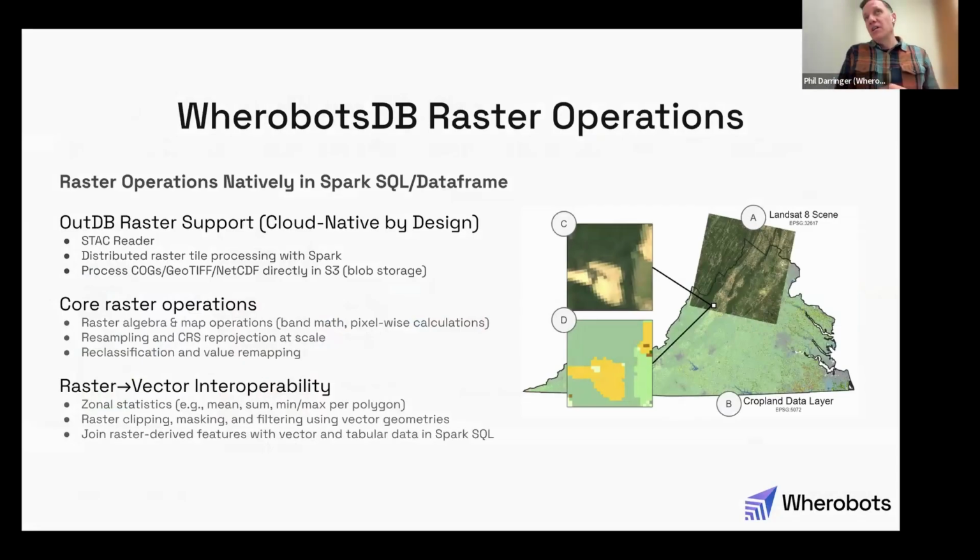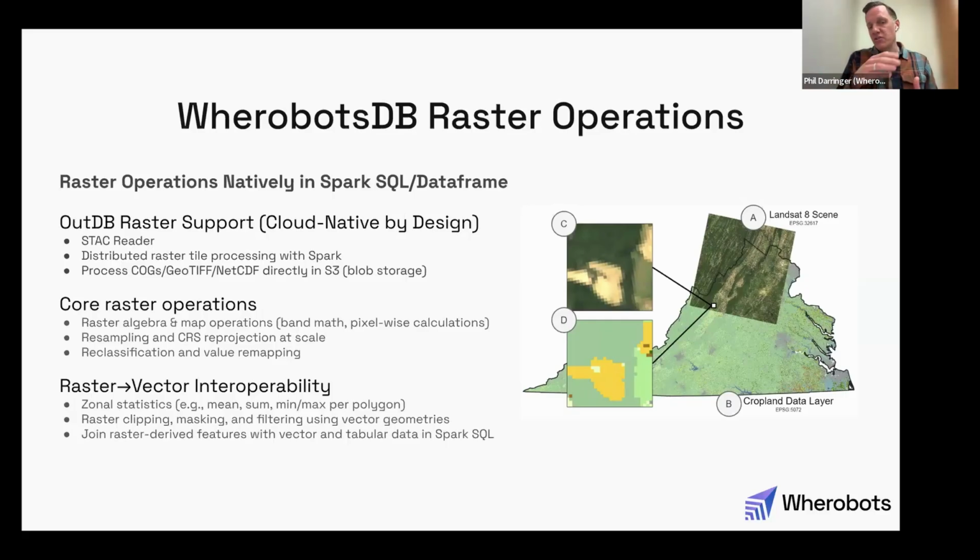And just to cover quickly, beyond running computer vision models against raster data, we also have other capabilities within Wherobots to work with rasters. So we have what we call OutDB raster support that allows you to point to rasters or use our stack reader to read in rasters that are sitting maybe in S3 or another cloud system, and then work with those within Spark without having to ingest all those rasters. So you can create this OutDB raster, a Spark data frame, that you can then apply different operations to and do that in an efficient, distributed way while minimizing the data transfer for these large raster data sets.